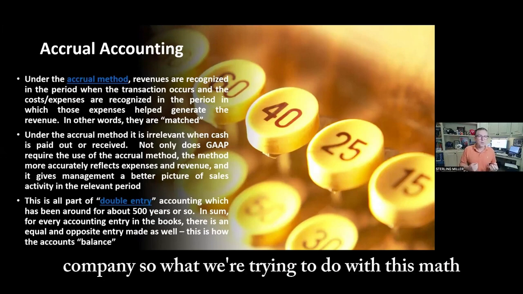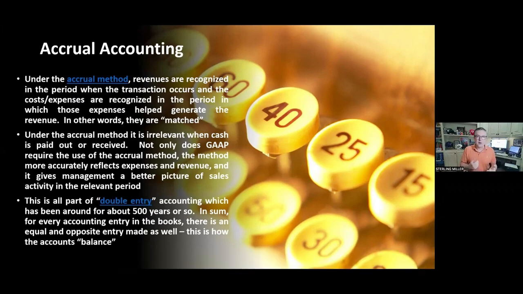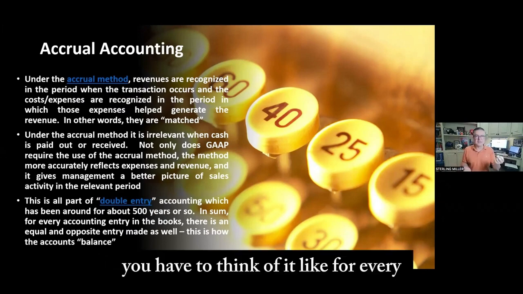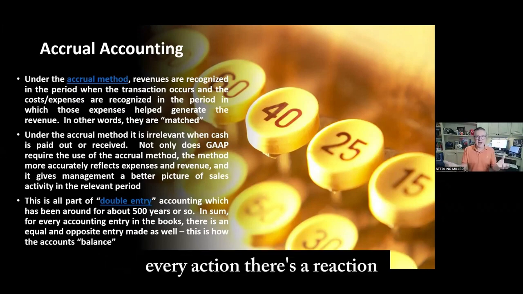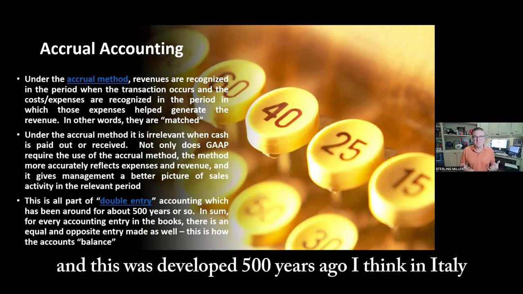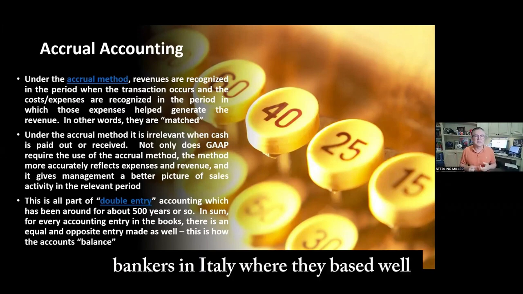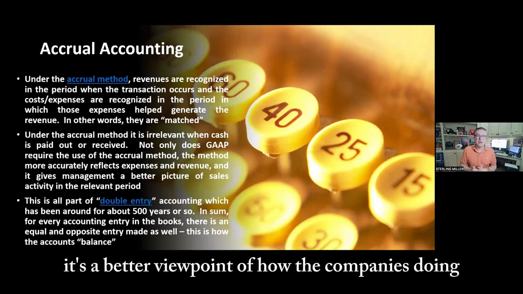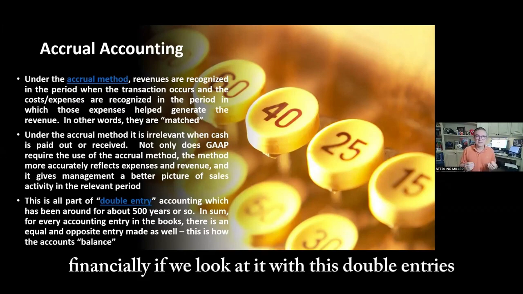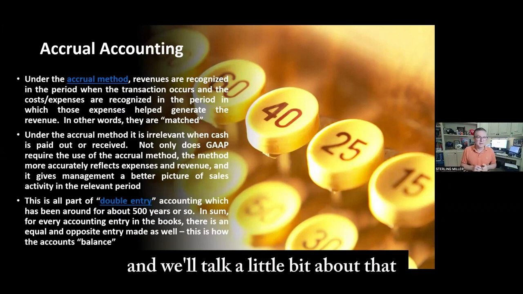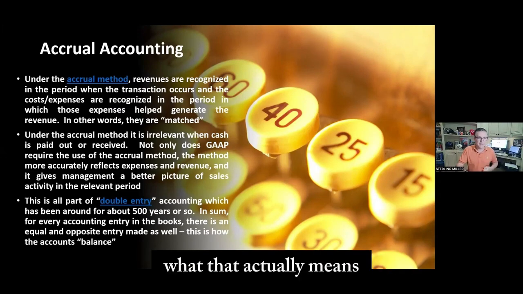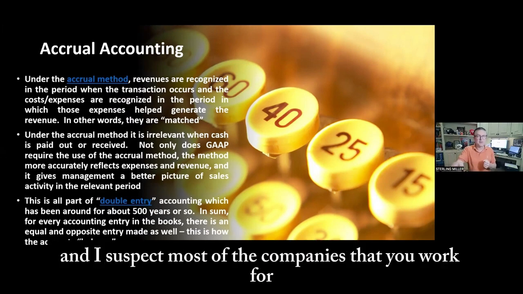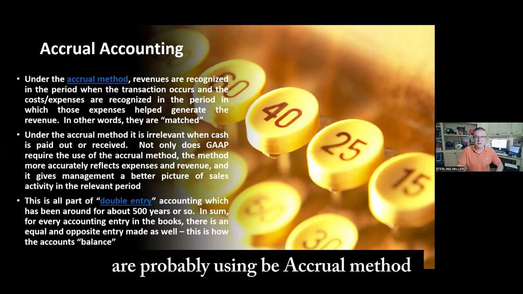What we're trying to do with this match is part of something called double entry accounting. You have to think of it like for every action, there's a reaction. This was developed 500 years ago, I think by bankers in Italy, who said that if we do it this way, it's a better viewpoint of how the company's doing financially if we look at it with these double entries. We'll talk a little bit about what that actually means in just a second. But you need to understand that most companies, and I suspect most of the companies that you work for, are probably using the accrual method.